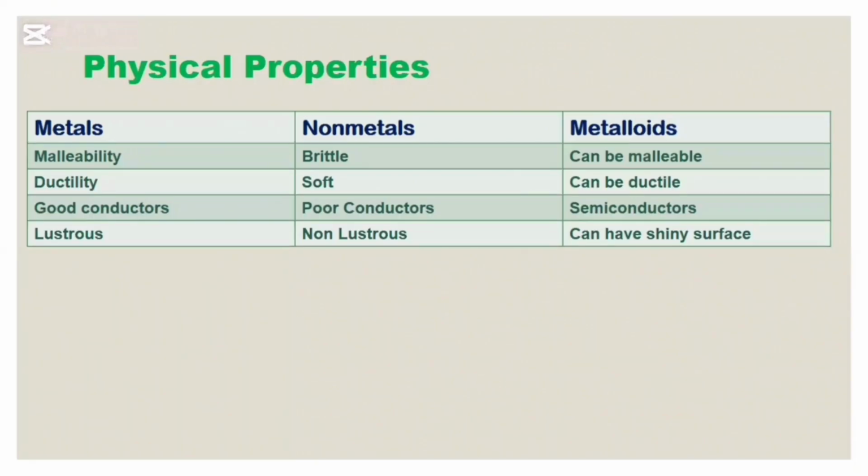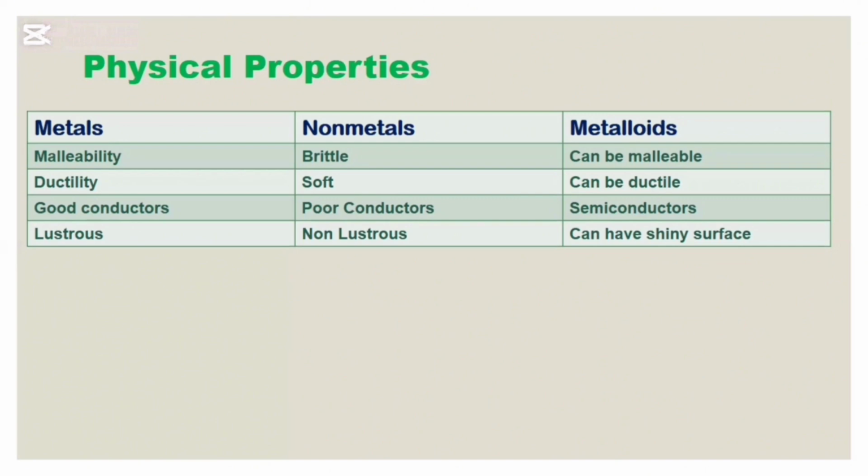Metals have physical properties like malleability, ductility, and they are good conductors, and they have a very shiny appearance, which we call lustrous. Malleability means they can be hammered into thin sheets. For example, iron is a metal, so it can be hammered into a very thin sheet. And ductility means it can be drawn into wires.